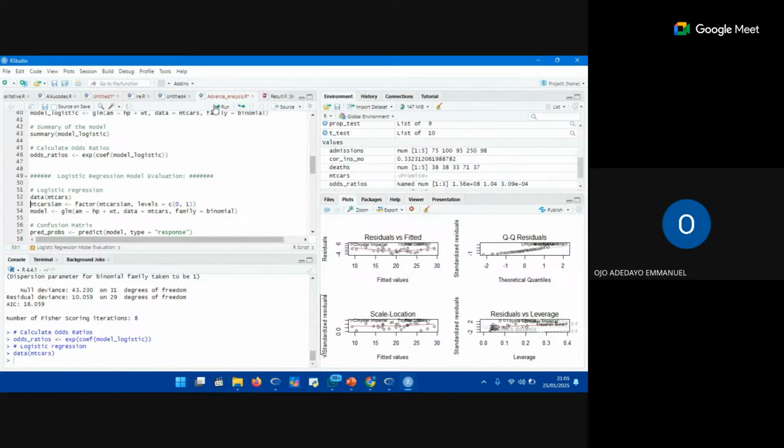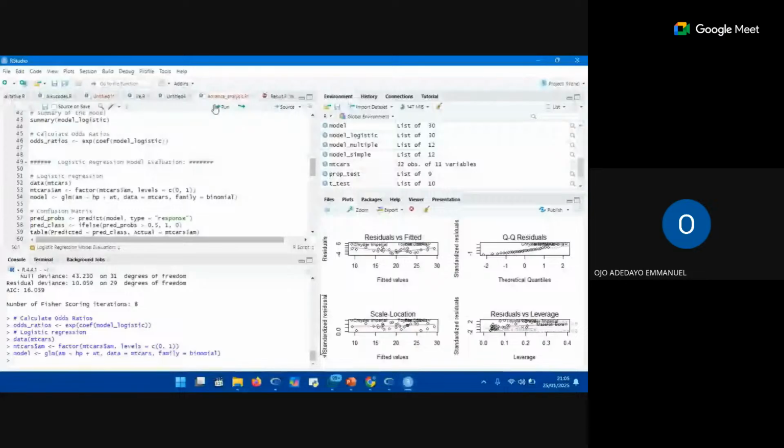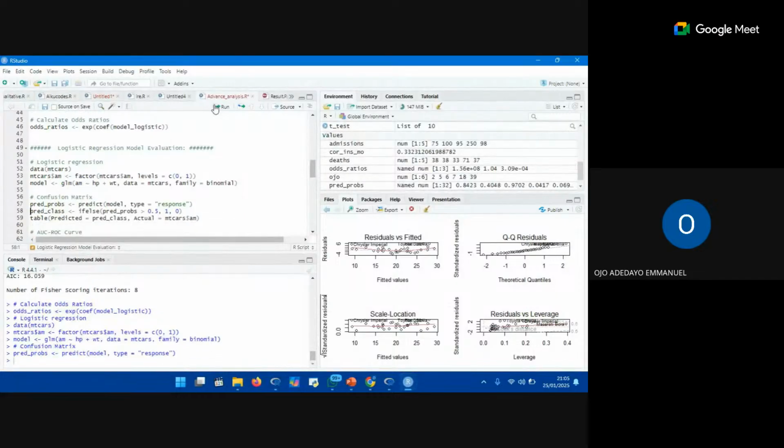Control R, control R, okay. Let me check.